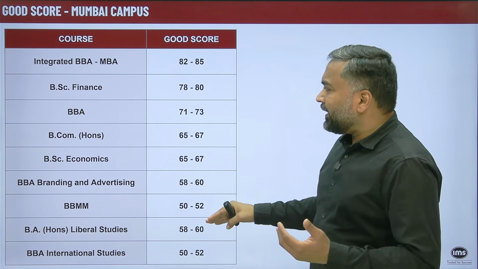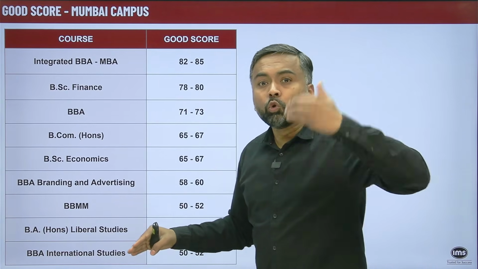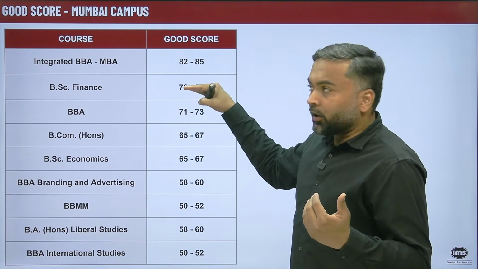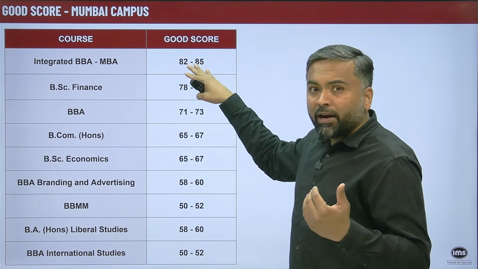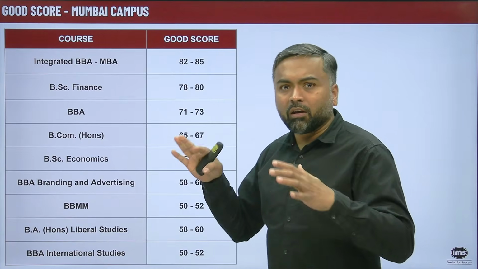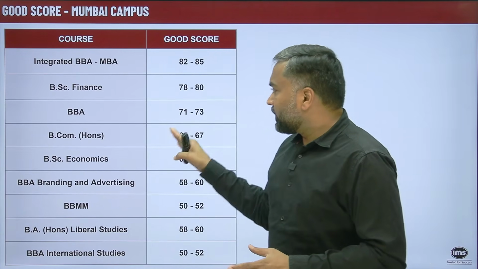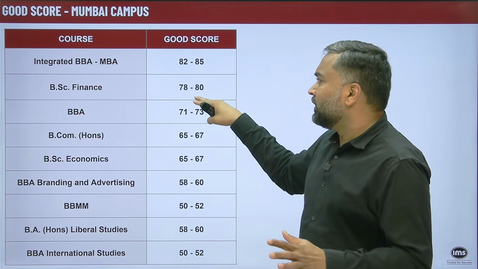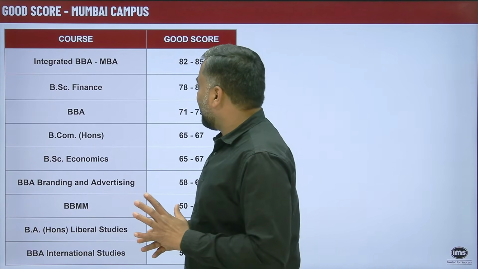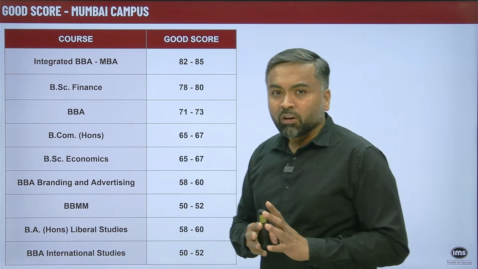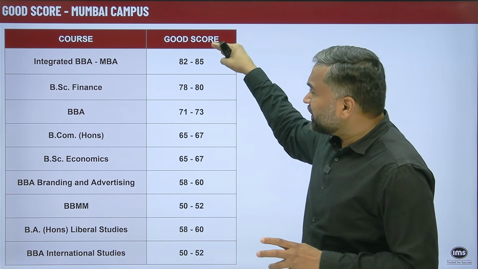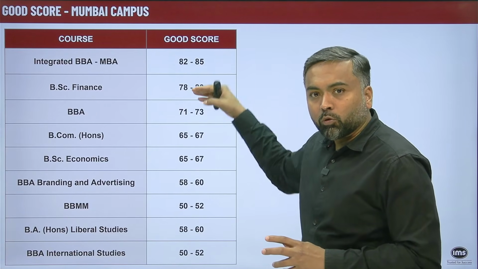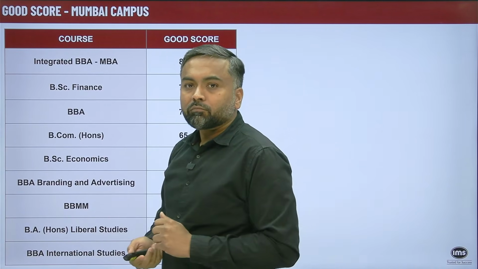Forget about the lower end. My suggestion is that you should aim to score 75 and above. For integrated BBA MBA, 82 to 85 is certain that you will get in. 75 plus for BBA is certain. BSc Finance somewhere around 78 to 80 marks. And as you can see, this is a good score and not the cutoff mark. The cutoff mark will be slightly lower than what we have mentioned here.